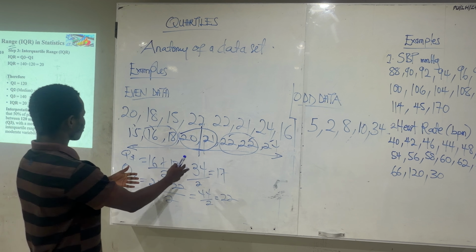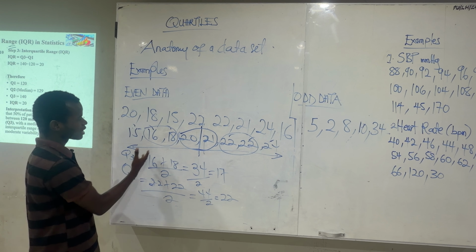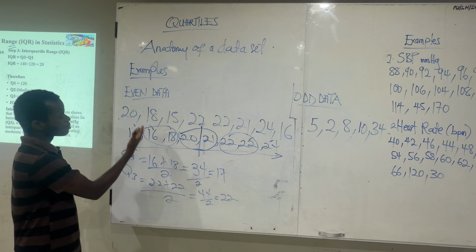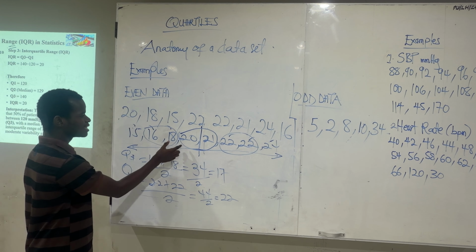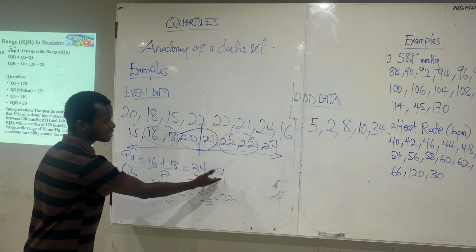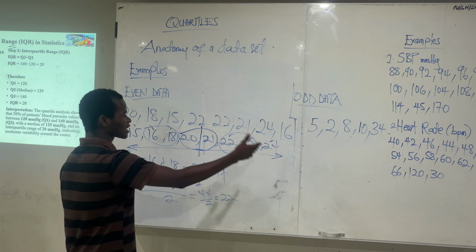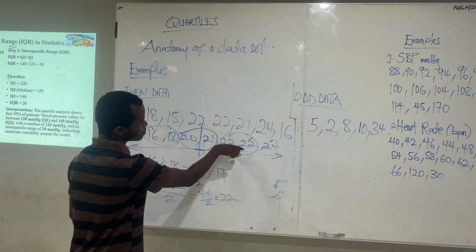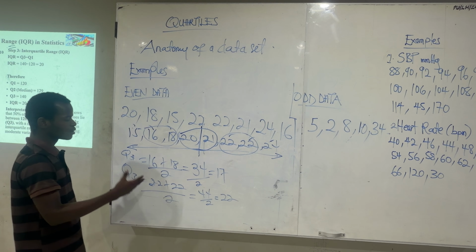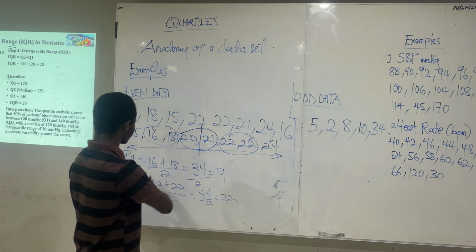So from this part, you know that we said to calculate for the Q1, you get the median of the first half, which falls between the 16 and 18. So you find the average of 16 and 18, and you got 17. That is your Q1. And then Q3 is the median of the second half. That is, it falls between the 22 and then another 22. The average of 22 and 22 gives us 22. That's the median of the second half, which is the Q3.